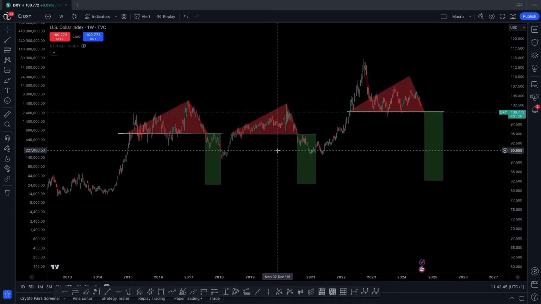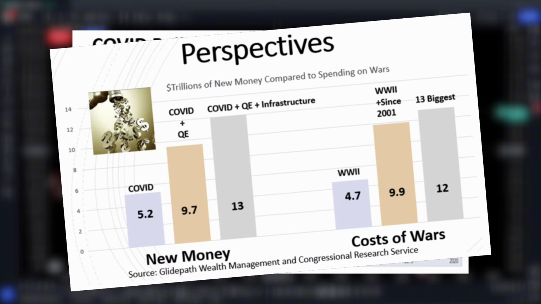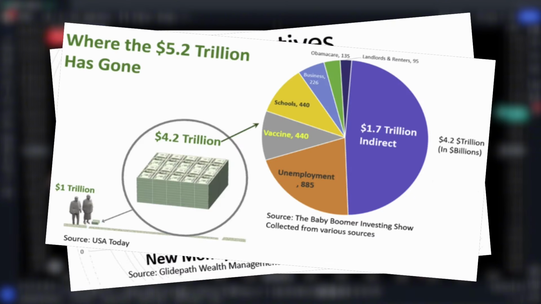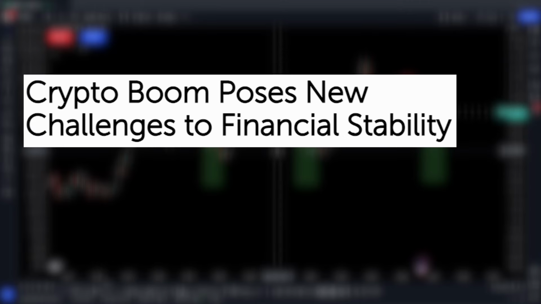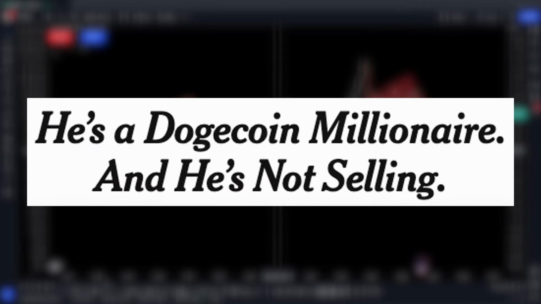We saw an extreme example of this during the COVID lockdowns when the Federal Reserve printed vast amounts of money, causing significant inflation and driving investors to buy anything that could potentially hedge against it. That's why Bitcoin and so many other assets rallied so hard during this period of time.